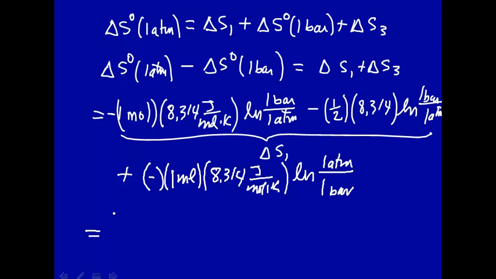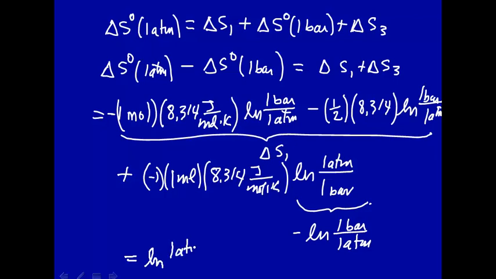Okay, we can pull these things out. Well, before we do that, let's make this a little easier. Sometimes it's useful to do manipulations algebraically before you actually pull out your calculator. So let's just do that. Here there's 1 bar over 1 atmosphere, and there's 1 atmosphere over 1 bar. Let's flip this over, and make this minus natural log of 1 bar over 1 atmosphere. So now we can combine all these terms.